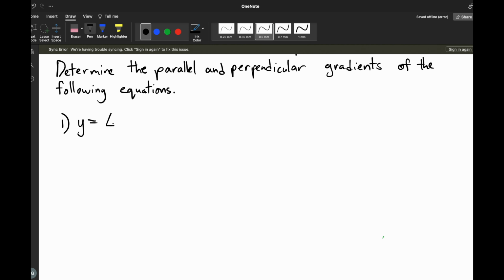First one we have is y is equal to 4x minus 5. Now I want to know the gradient of a line parallel to this. So the gradient of a parallel line would equal what?